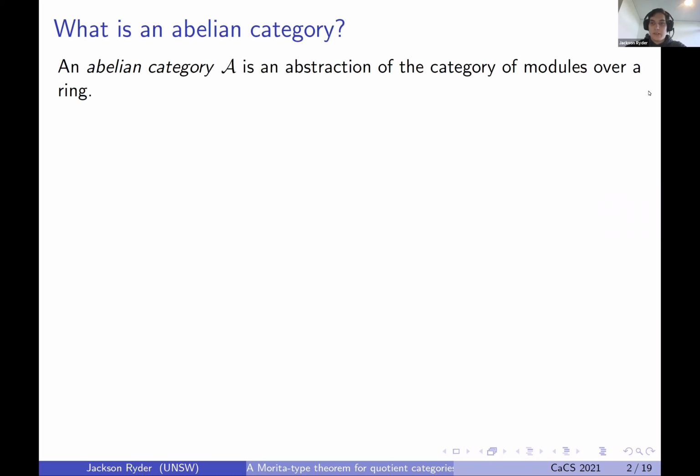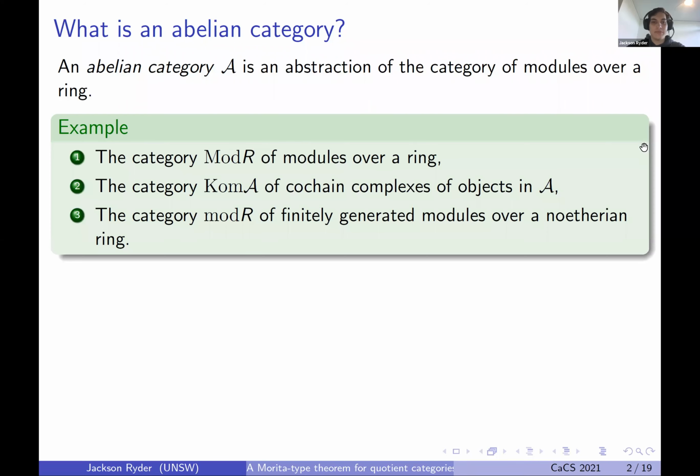Okay. So a few people over the course of the conference have mentioned abelian categories, but they haven't really gone into what they are. So I'm going to continue that trend. We can just think about them essentially as being the category of modules over a ring. Okay, so a few examples. Obviously, the category of modules over a ring.